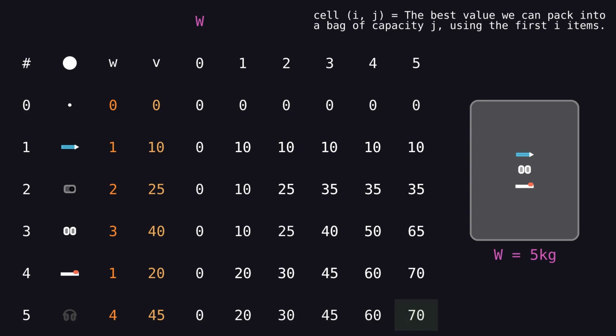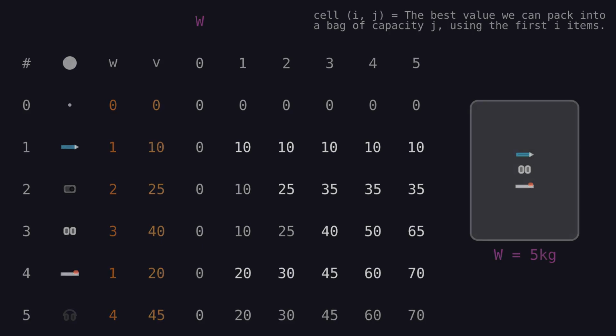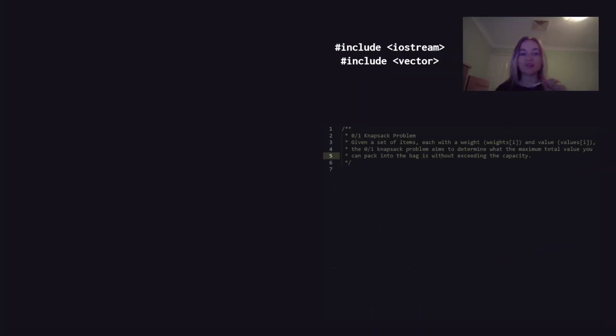So then the overall optimal solution is 70. 70 is the best value we can pack into our 5 kilo suitcase after considering all the items. And these are the items we packed: the pen, sneakers, and toothbrush. Let's go through the algorithm to solidify what we really did here with another example too.